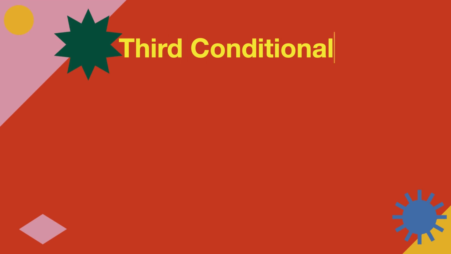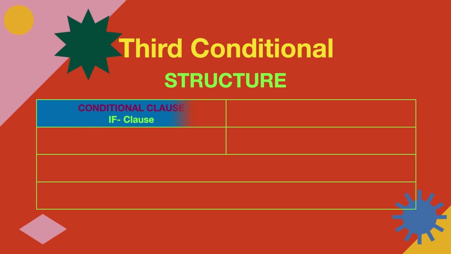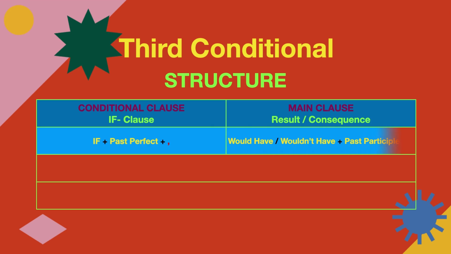Third conditional. Structure. Conditional clause, if clause. Main clause, result or consequence. If, plus, past perfect, plus, comma. Would have, wouldn't have, plus, past participle, verb 3.